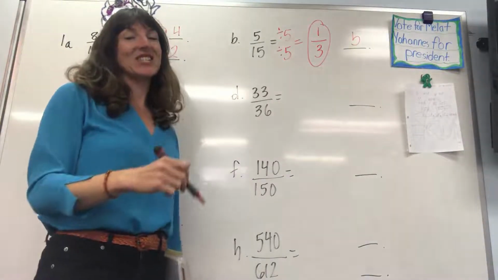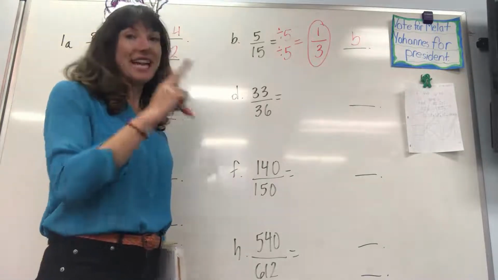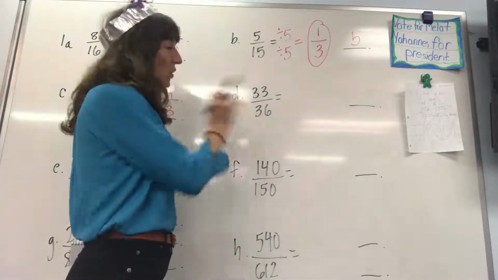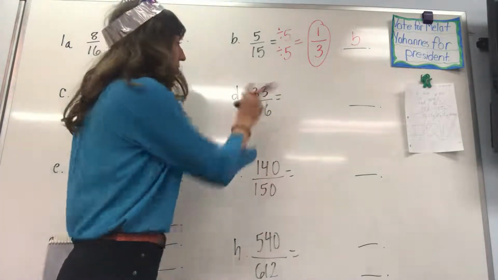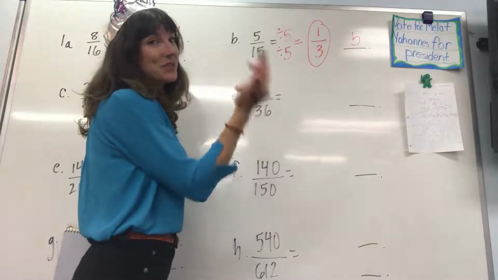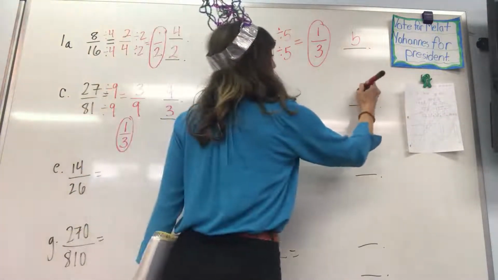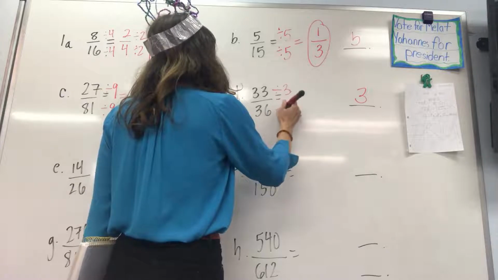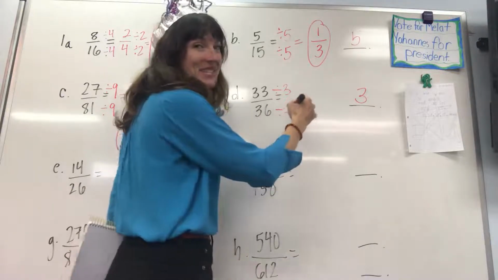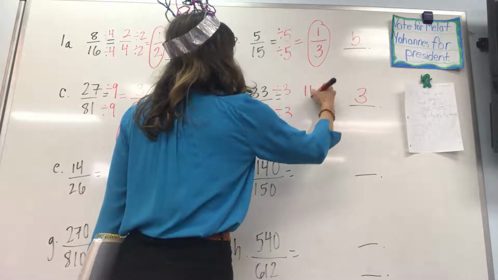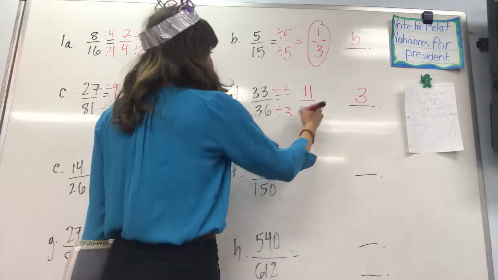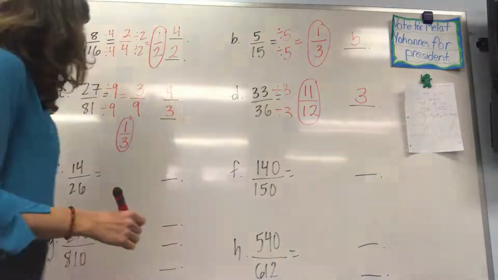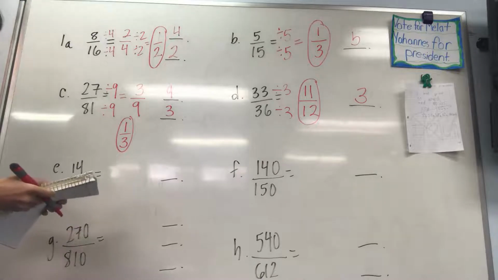All right, moving on to D. 33 and 36 are divisible by 3. When you take the single digits and add them together, if the sum is divisible by 3, then the whole number is divisible by 3. 3 plus 3 equals 6, and 3 plus 6 equals 9. You can divide both of those by the number 3. Please put 3 in the blank in your book, and then divide top and bottom by 3. 33 divided by 3 equals 11, and 36 divided by 3 equals 12. You cannot reduce that anymore.